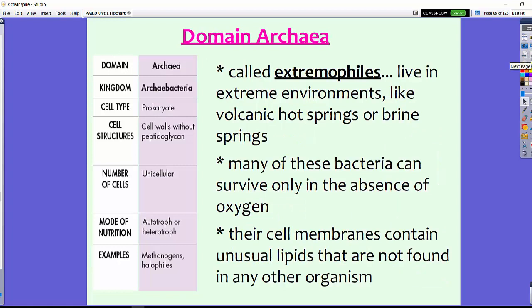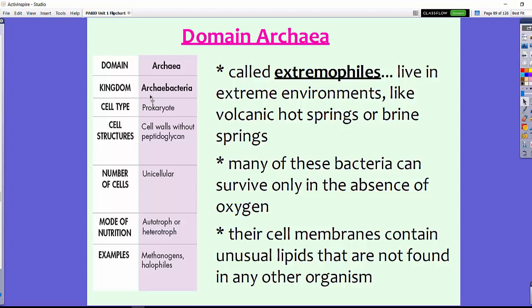So let's take a look at domain Archaea. And I mentioned again the difference between this one and bacteria. I'm going to keep saying it because it's very, very important. The domain Archaea also has one kingdom in it, and this is Archaebacteria. So these types of bacteria are called extremophiles.